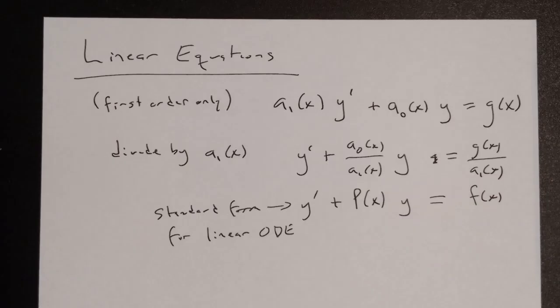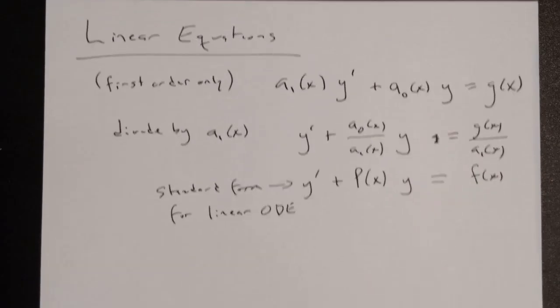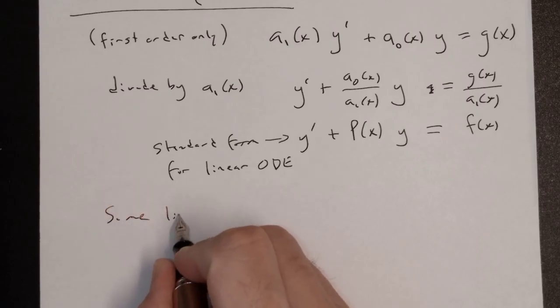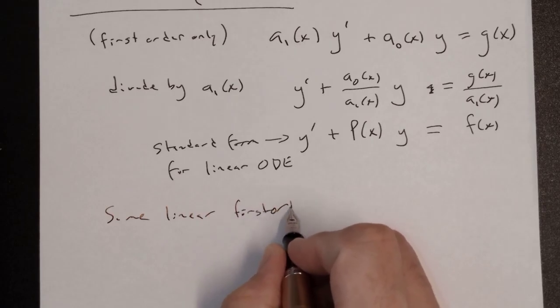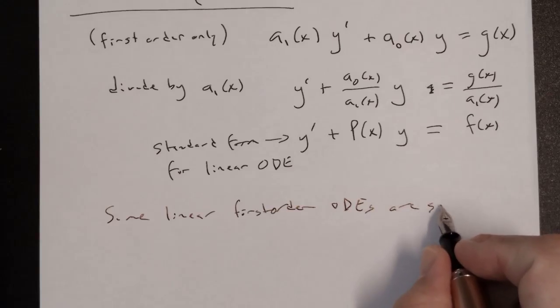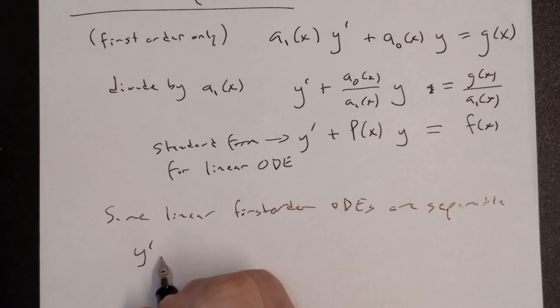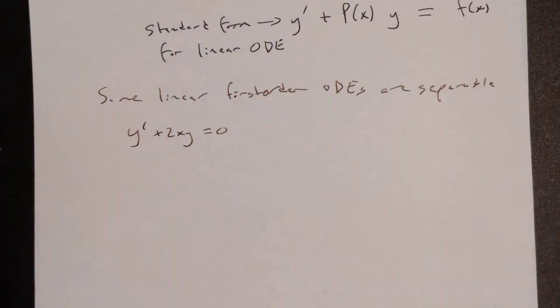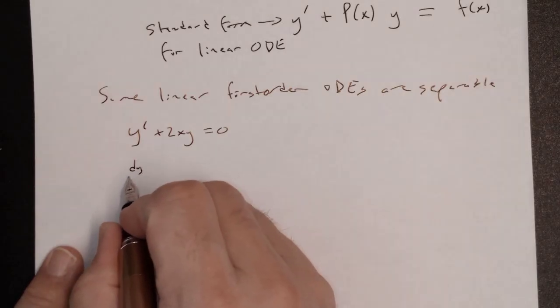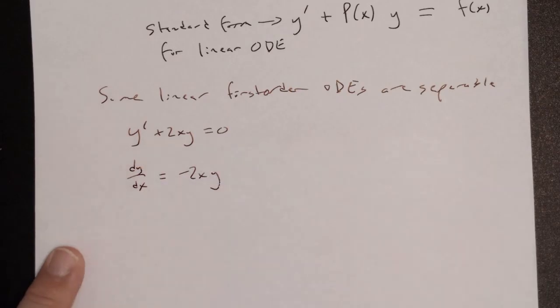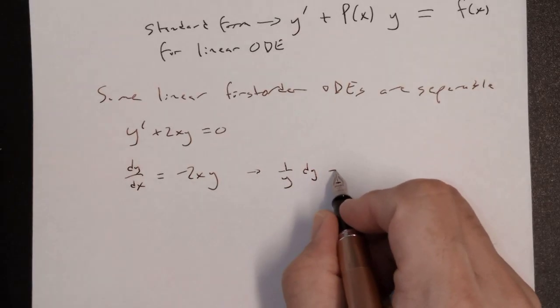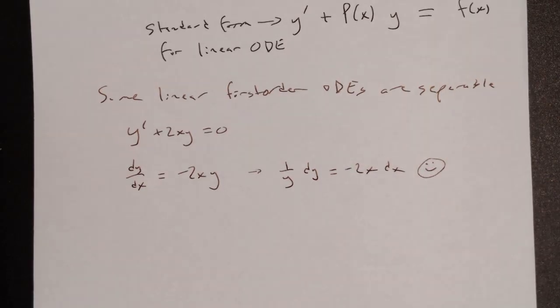Some linear equations are separable. Depending on P and F, we could get a separable equation. So something like y prime plus 2xy equals 0. That's separable, because I could write dy/dx equals minus 2xy, and then separate to get 1 over y dy equals minus 2x dx. And now I know how to solve that.